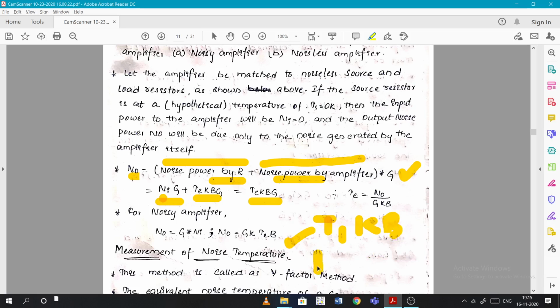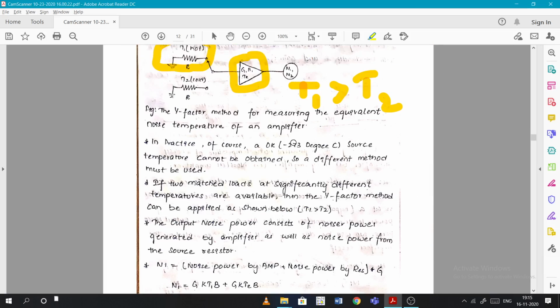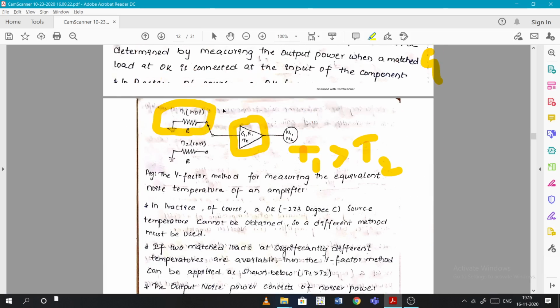KB plus TE KB, so this entire thing is multiplied with G. Is multiplied with G. That's what we'll take.